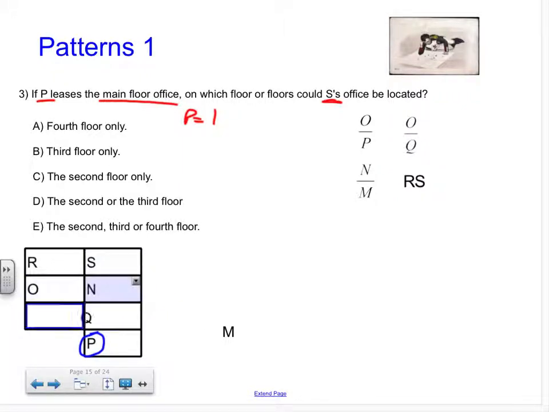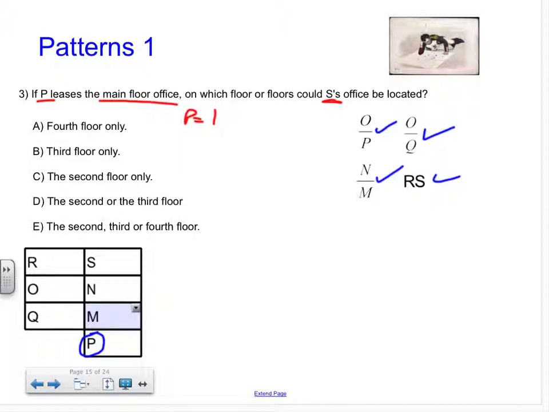And then Q and M. So let's go through the conditions quickly to make sure none are broken. O is above P, check. O is above Q, check. N is above M, check. And R and S are together. So the 4th floor works.